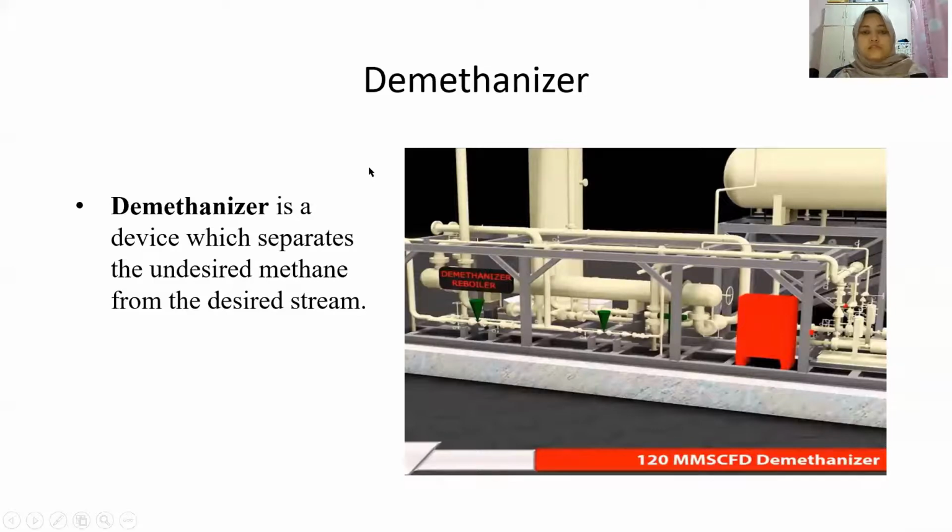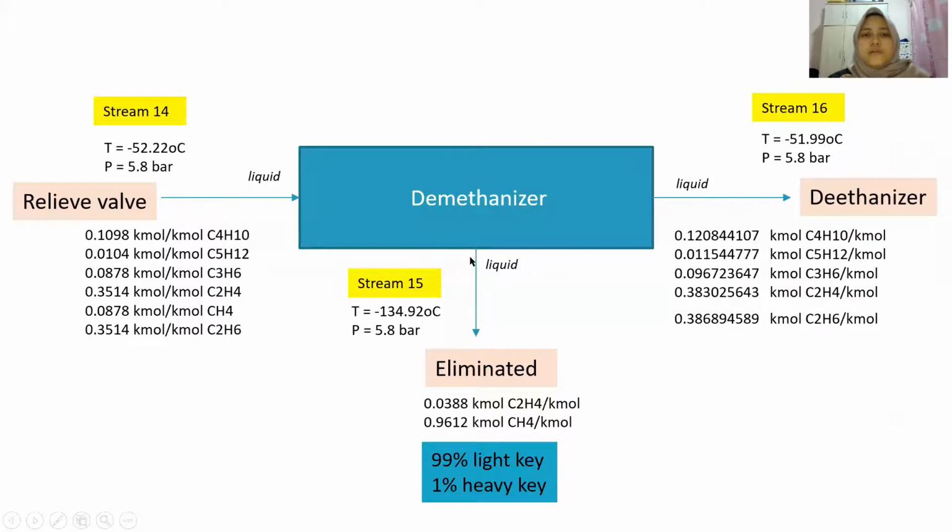And the next unit is the demethanizer. The demethanizer is a device that separates the undesired methane from the desired stream. So in our plant, methane, which is the light key, is removed with 99% purity, but we only get 0.96 of methane in the overhead stream.